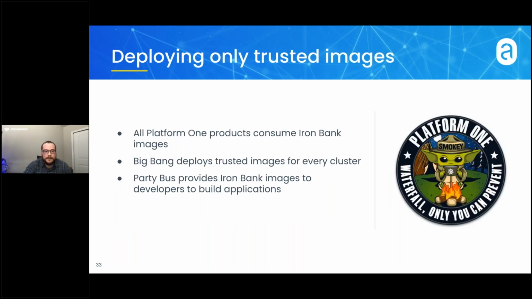Next slide, please. So up until now, we've talked about the pipeline portion and securing the initial process of creating the software. Well, as you probably noticed, the other products of Platform One, Party Bus and Big Bang, were deployments, and they are where software is actually running in production. Both of these products actually consume Iron Bank images, and Party Bus even provides the hardened images to application developers to build their software on top of.